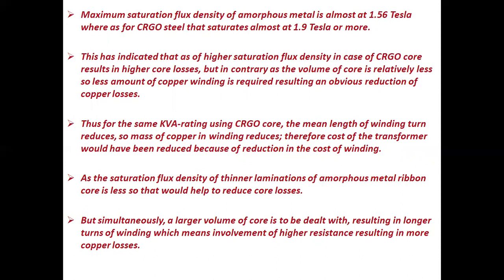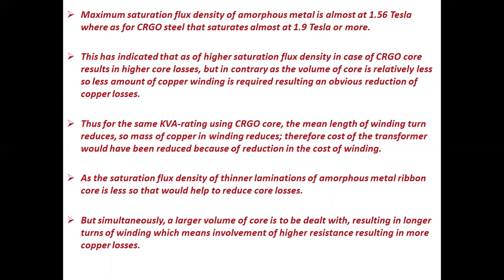Thus, for the same kVA rating using CRGO core, the mean length of winding turn reduces. So, mass of copper in winding reduces. Therefore, cost of the transformer would have been reduced because of reduction in the cost of winding.